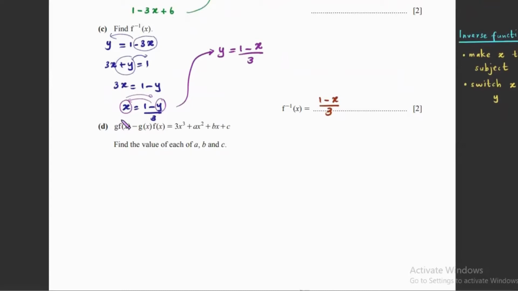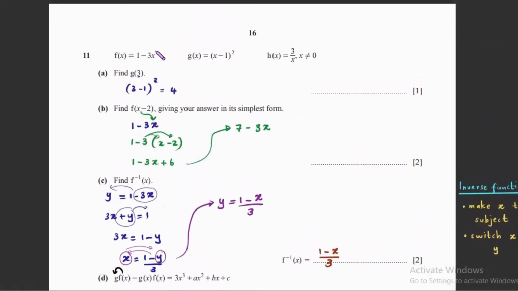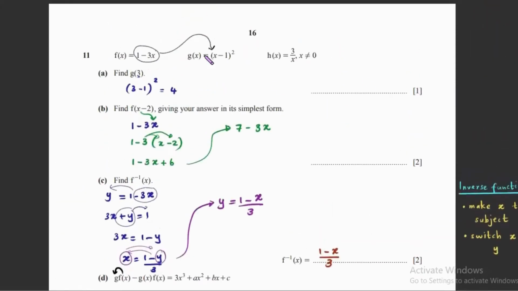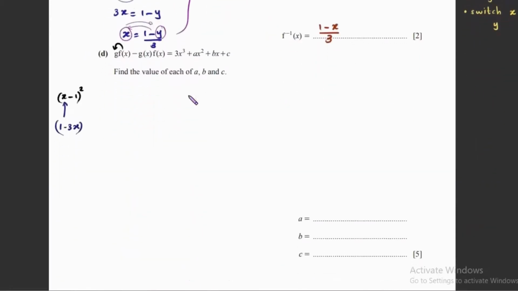First, we are going to find what g of f of x is. The meaning of this is that f of x is sent into g of x. So f of x is 1 minus 3x. This is sent into g of x, which means the x in the g of x gets replaced with this 1 minus 3x. So I have x minus 1 squared as g of x. This x that I have here gets replaced with the f of x function, which is 1 minus 3x. So this is what I get.